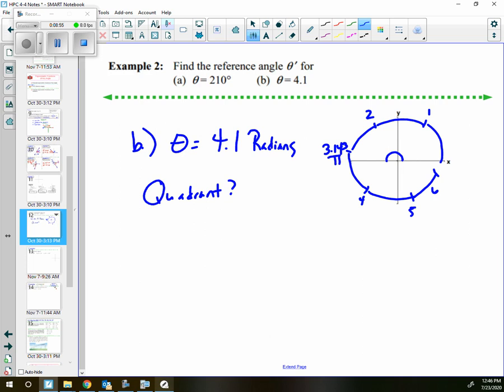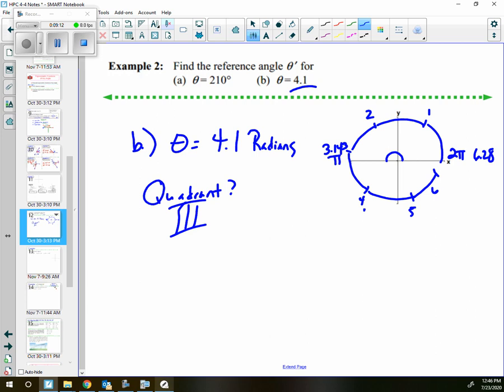So we think about radians, and all the way around was 2 pi. 2 times pi, that's 6.28. If you think of these as your benchmarks, get that wheel back in your head, we can have a good idea of where 4.1 is. Where is 4.1? It's going to be in quadrant 3 for sure.